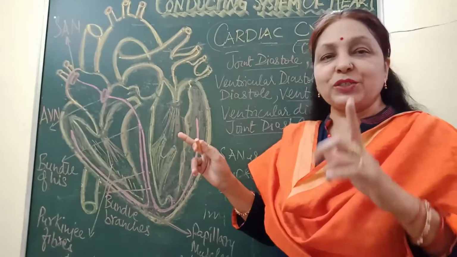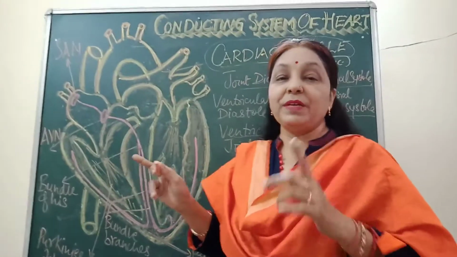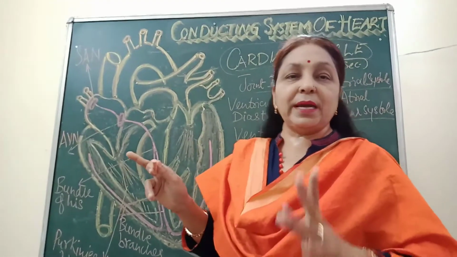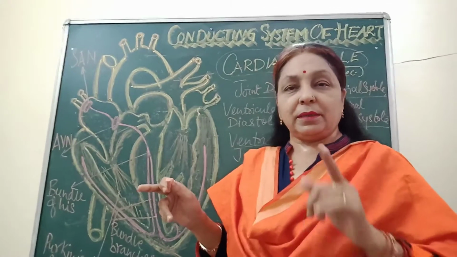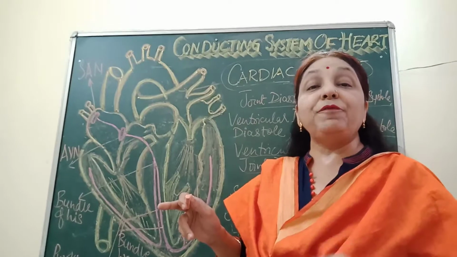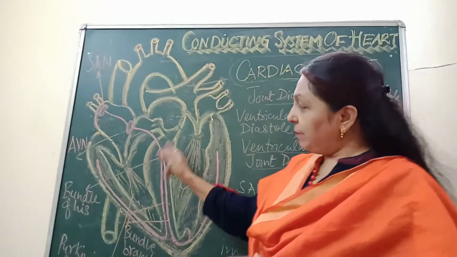So at this stage all four chambers are in a diastolic condition, and we call it a joint diastole. So what is a joint diastole? It is the condition when all four chambers of our heart are in a filled state. They are in a filled state. So same thing here now.